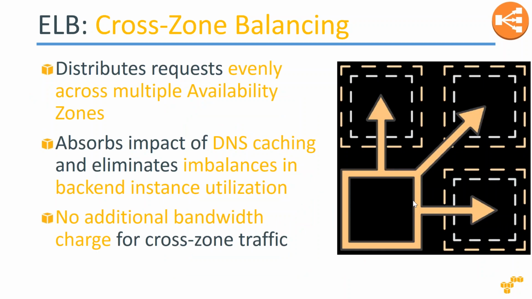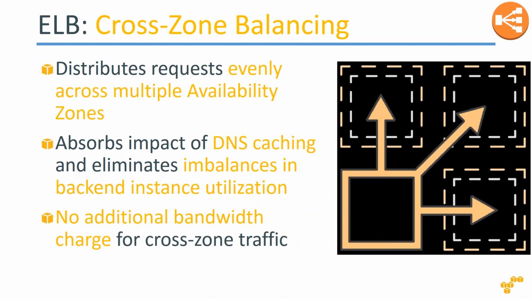So cross-zone load balancing, we saw this in many words. That is what it describes. The same thing: it absorbs the DNS caching and eliminates the backend instance utilization. What it means is that a sticky session is possible, because if the first request comes in, the DNS knows that this request is served by instance ABC and tries to reroute it to the same instance.